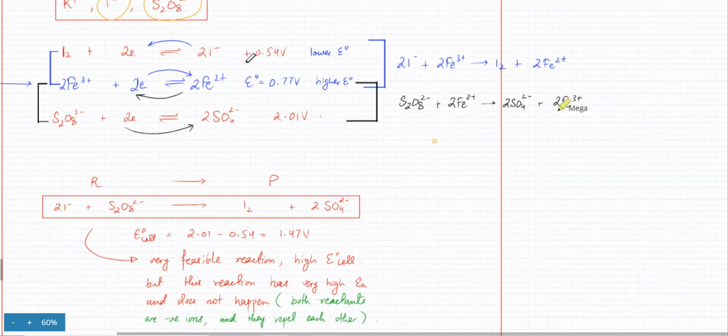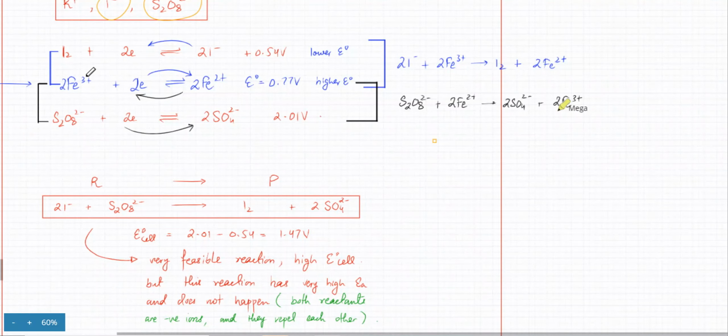So I'm going to just quickly recap. The iodine equation and the S2O8 equation were supposed to react with each other. This was the lower potential, it would lose electrons. This is the higher potential, it would gain electrons. And you should have gotten this reaction. But I told you that both ions were negatively charged, so this reaction in reality never happened. So there was no point in reacting the two together because they're not going to react with each other.